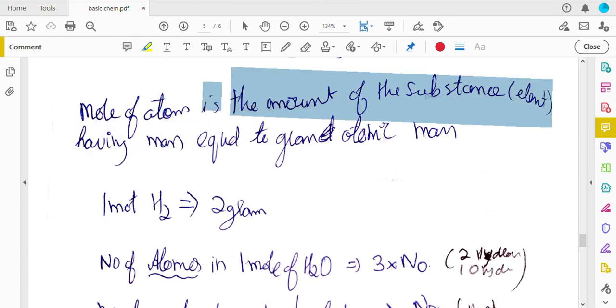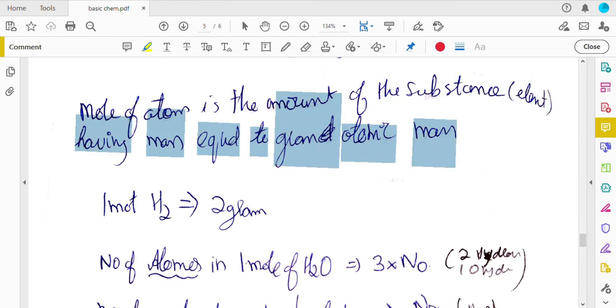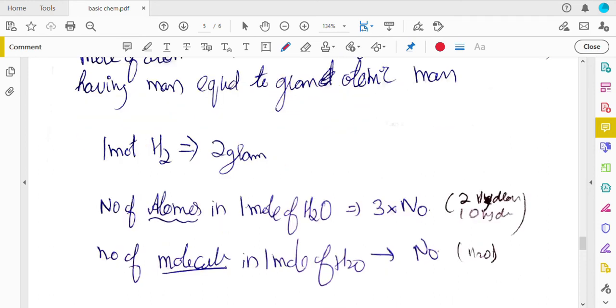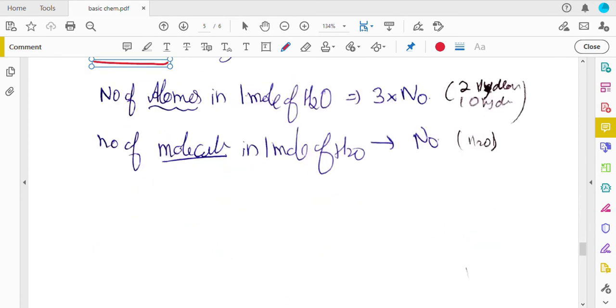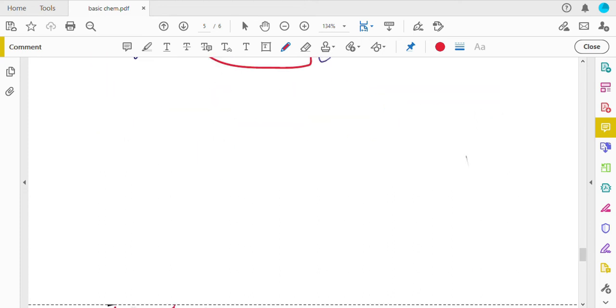Mole of an atom is the amount of substance or element having mass equal to 1 gram atomic mass. Example, 1 mole of H2 has 2 gram. The number of atoms in 1 mole of H2O is 3 into N naught, because 2 hydrogen atoms and 1 oxygen atom would be present over there. And the number of molecules in 1 mole of H2O would be N naught, because only 1 molecule would be there, that is the H2O molecule.